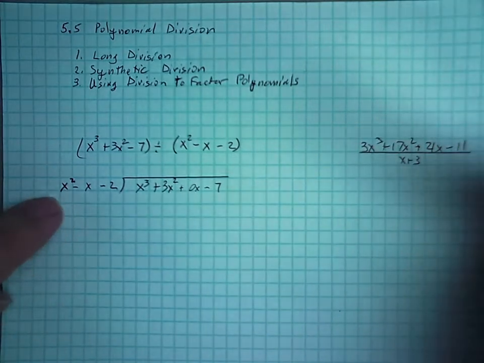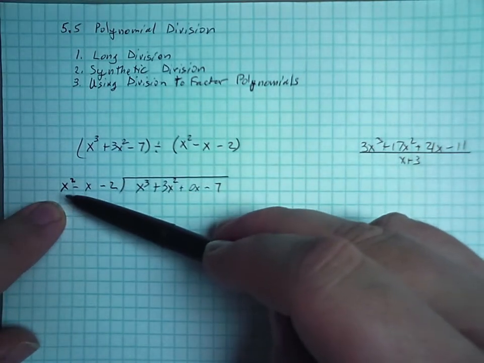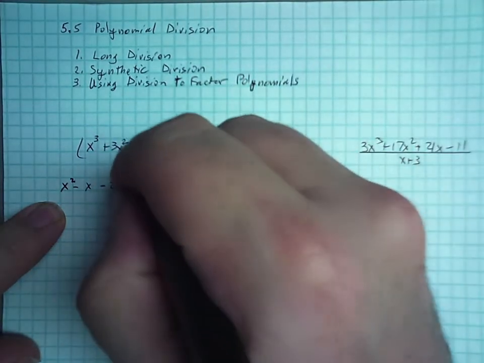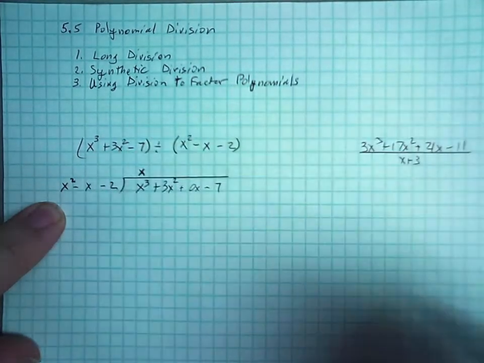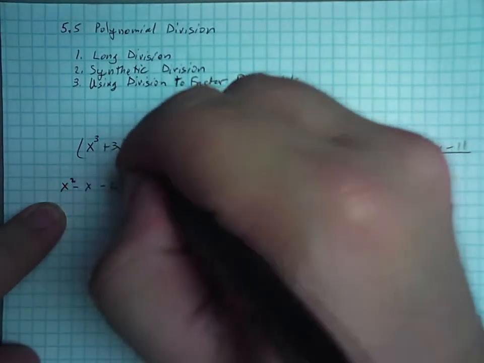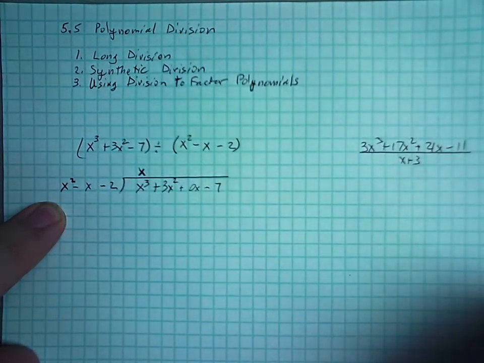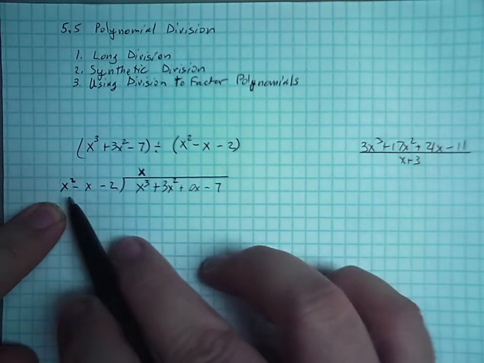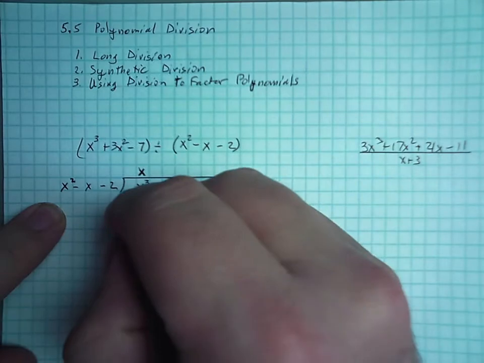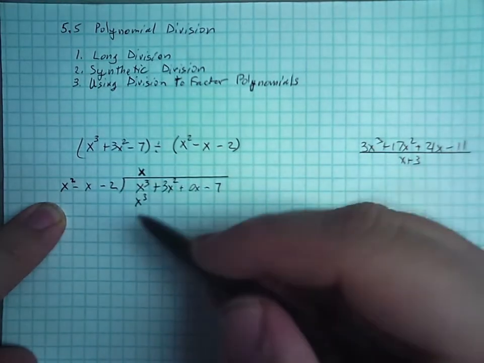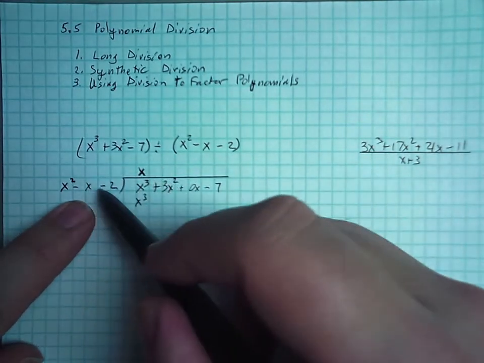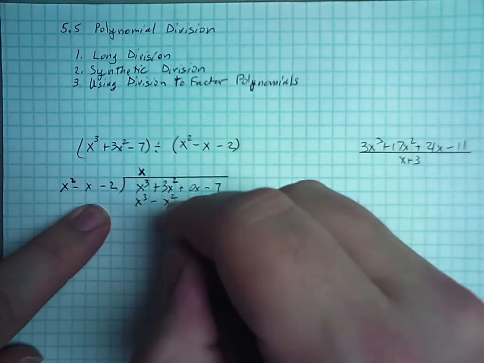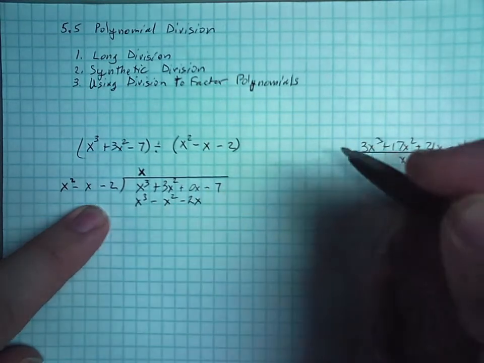Or usually I find it a little easier to think it backwards. What do I need to multiply by x squared to get x cubed? And the answer is x. X squared times x is x cubed. Now once you have the first piece for your quotient, you need to multiply, and for that you will need to distribute by the entire divisor. So x times x squared is x cubed, on purpose, to make these match. But then I keep going. X times negative x is negative x squared, and x times negative 2 is negative 2x.